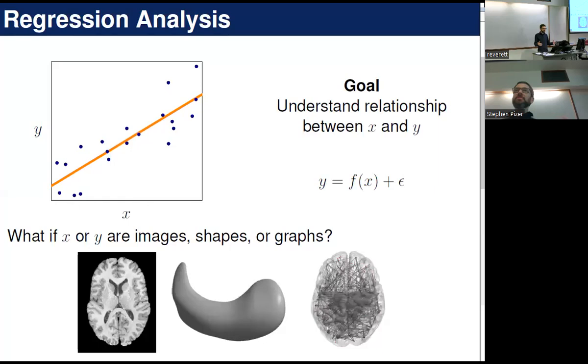So then in more interesting data analysis problems, we don't have just scalar values or vector valued random variables that we're interested in understanding relationships between. We have things like images, we have shapes, which is the topic of this course, and we have things like graphs or networks. All of these things are not easily represented with just vectors or lists of numbers. They have some other structure to them, which is often nonlinear, and that's where the manifold geometry can be useful to analyze these objects.